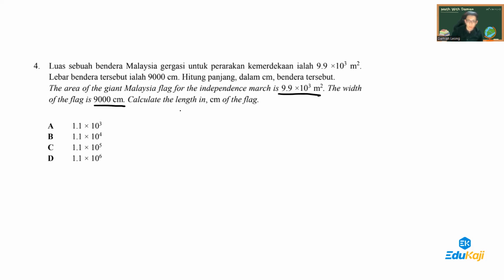So length times width is basically the area, so length will be area divided by the width. But this is in meters squared, and this is in cm. So let's put in the same units first. It's easier to convert the length unit. So let's take this 9,000 cm as meters, which means 90 meters.